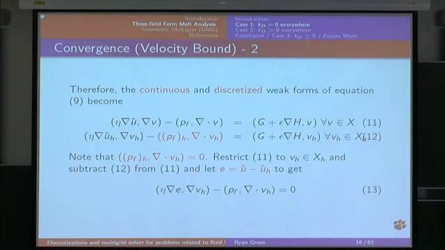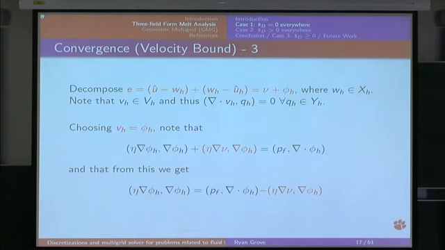All right, and then let's look at the continuous and discretized weak forms of the previous equation. One big thing to note is that when you have this discrete fluid pressure and you multiply it by our test function divergence of vh, we have that it's 0. Therefore, we're able to reduce things down quite a bit. And if we restrict equation 11 to be in our discrete space with a vh and subtract 12 from 11, and let e equal u hat minus the discrete approximation of u hat just for nice bookkeeping, we get this equation right here. So that was a lot of steps in one. Feel free to ask questions if you didn't follow anything.